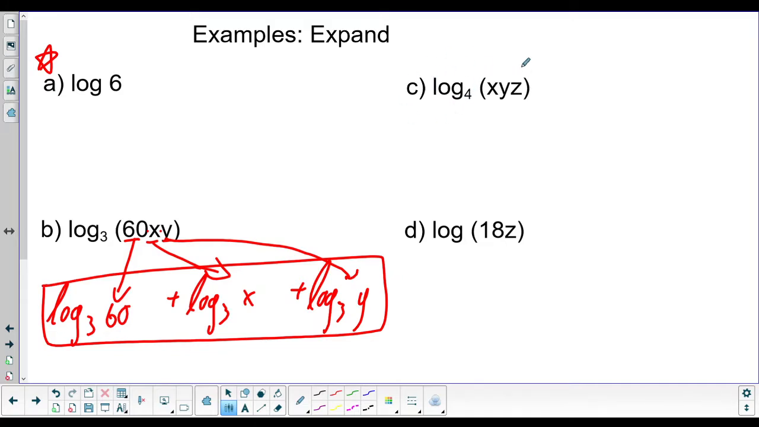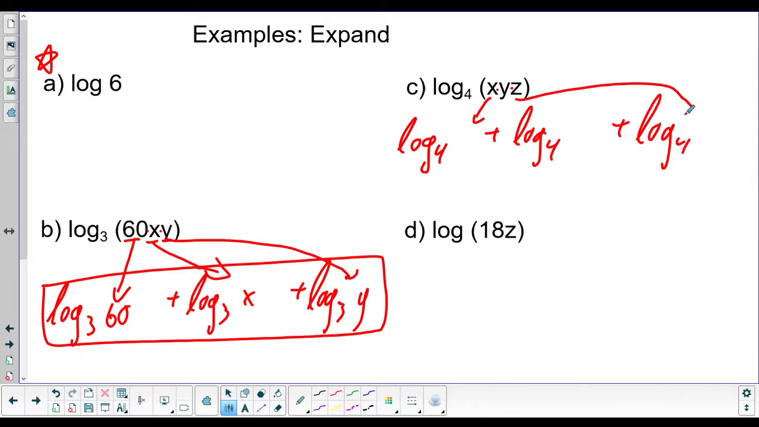Cool. Okay. So if we do this one, letter C, we're doing log base 4 of x times y times z. We have 3 pieces in this term, so we need to make it 3 separate logs. So we have log base 4 plus log base 4 plus log base 4. And then each of these gets its own log. We have log base 4 of x plus log base 4 of y plus log base 4 of z.